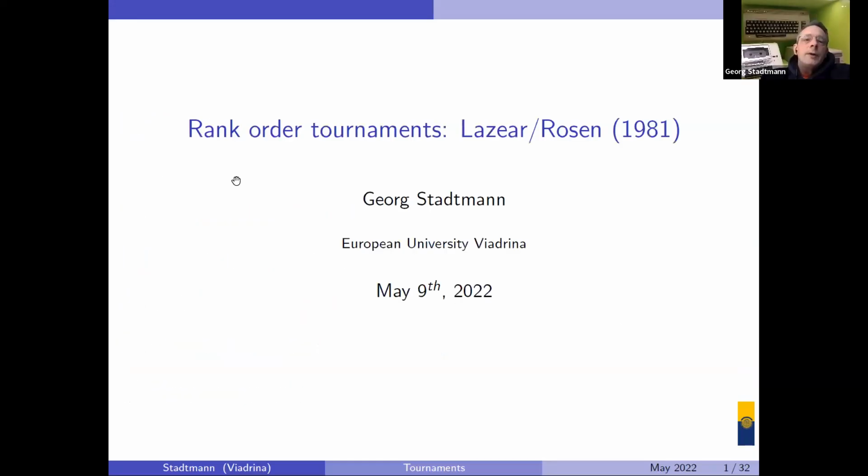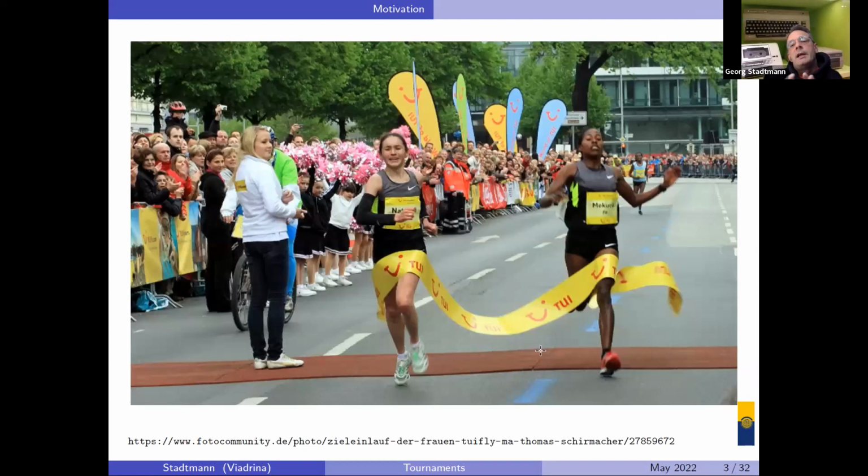I would like to talk about a paper of Lazear and Rosen, published in 1981, and it's about rank order tournaments. I would like to motivate this talk by looking at this picture. It's the finish of a marathon. These two athletes have already run like 42 kilometers, and after 42 kilometers, these two athletes are relatively close to each other.